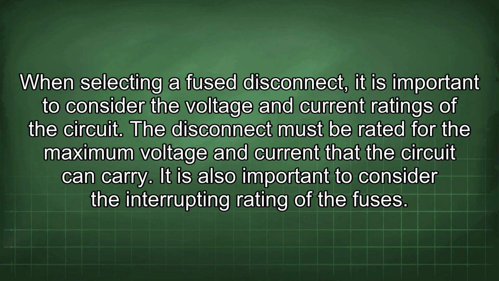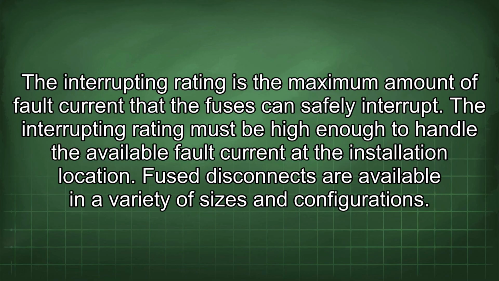When selecting a fuse disconnect, it is important to consider the voltage and current ratings of the circuit. The disconnect must be rated for the maximum voltage and current that the circuit can carry. It is also important to consider the interrupting rating of the fuses. The interrupting rating is the maximum amount of fault current that the fuses can safely interrupt. The interrupting rating must be high enough to handle the available fault current at the installation location.